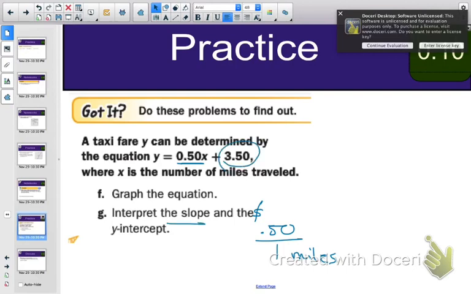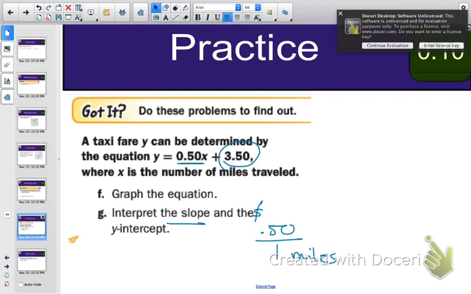Okay, now the y-intercept, this 3.50, this is just talking about the fare. So that means when you travel 0 miles, it costs you $3.50. Obviously, you're not taking a taxi for 0 miles, but what that means is as soon as you get into that taxi, you're charged $3.50 automatically. That's how much you start at, and then it goes up 50 cents per mile from there. So if you go, I don't know, 1 block, you're still going to be paying over $3.50. So $3.50 to get in the car, 0 miles, and then 50 cents per mile after that.